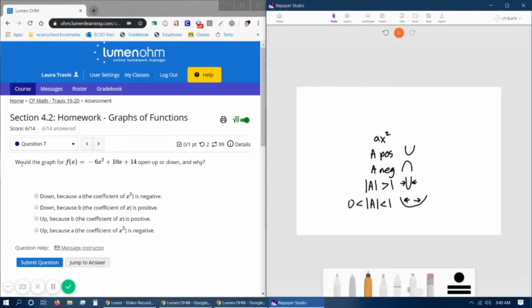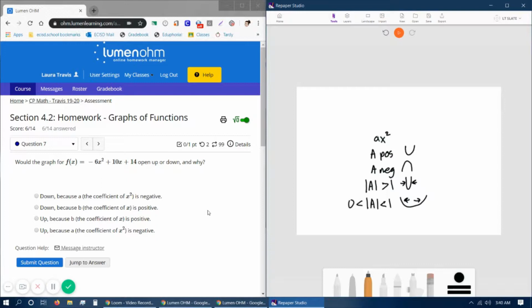Question 7 says, would the graph f of x equals negative 6x squared plus 10x plus 14 open up or down, and why? Remember that when you have a quadratic function in the form of ax squared plus bx plus c, the a value determines the direction of the parabola. If a is positive, the parabola opens upwards. If a is negative, the parabola opens downwards.